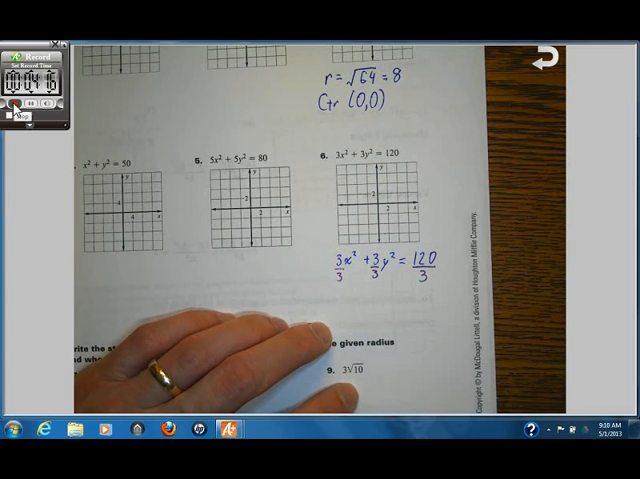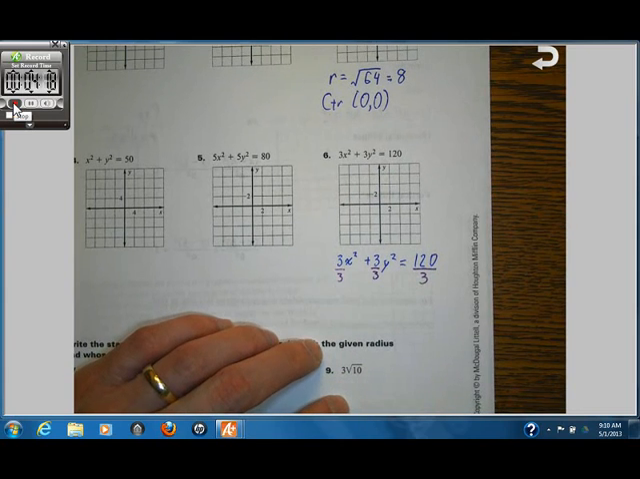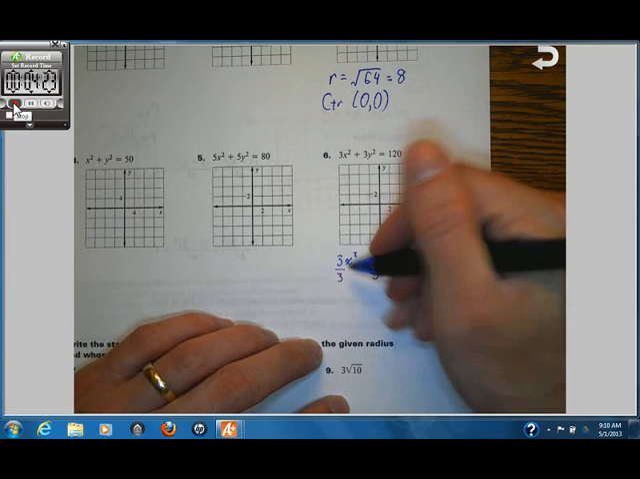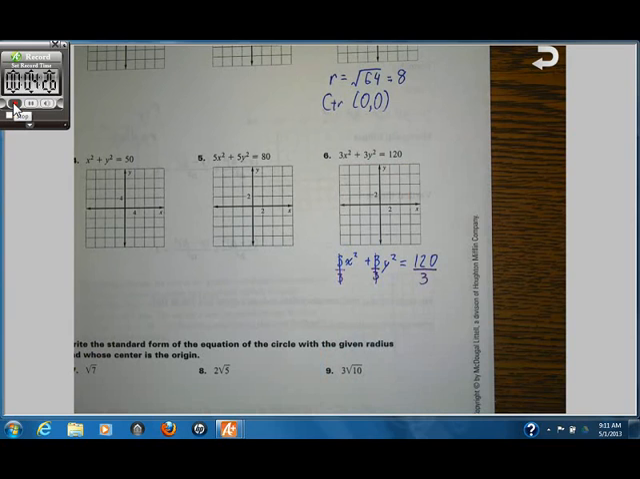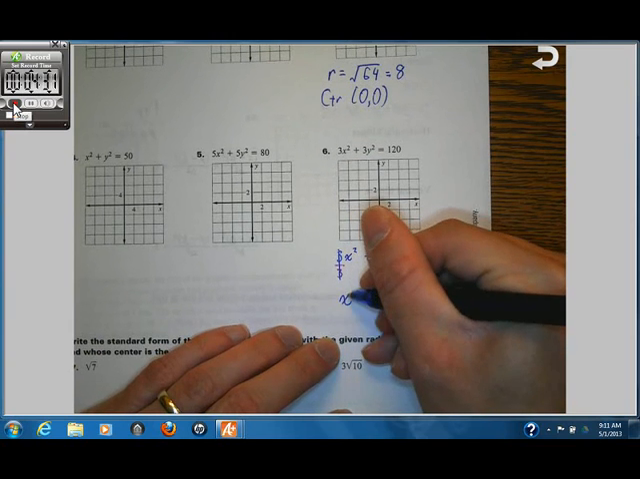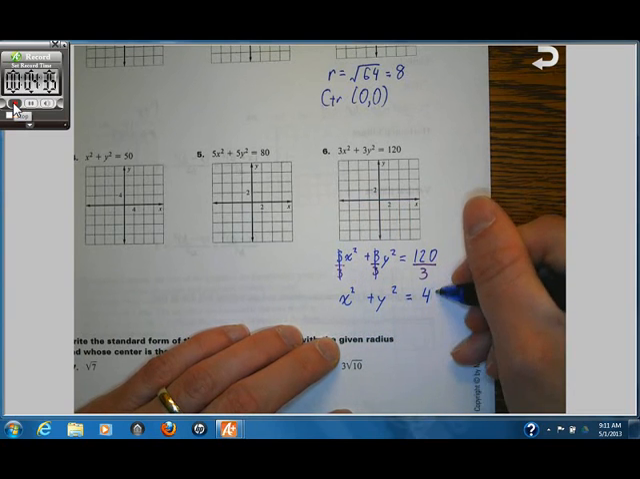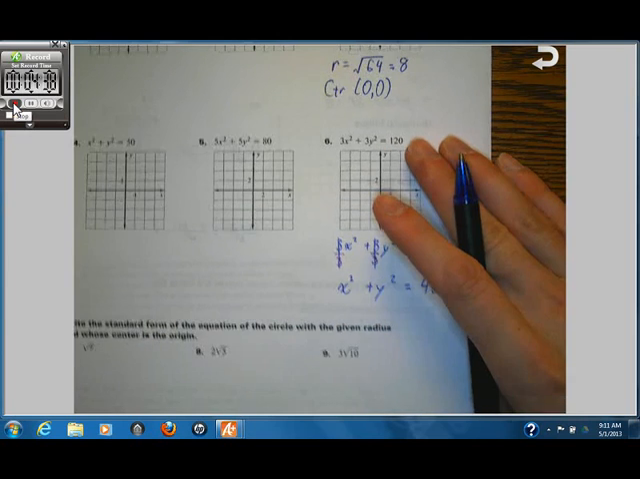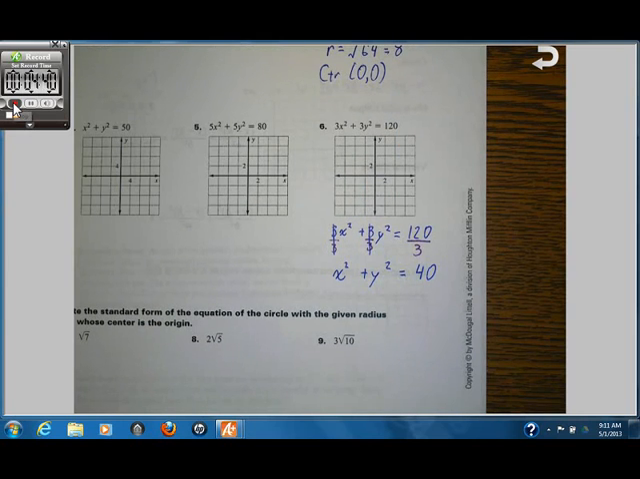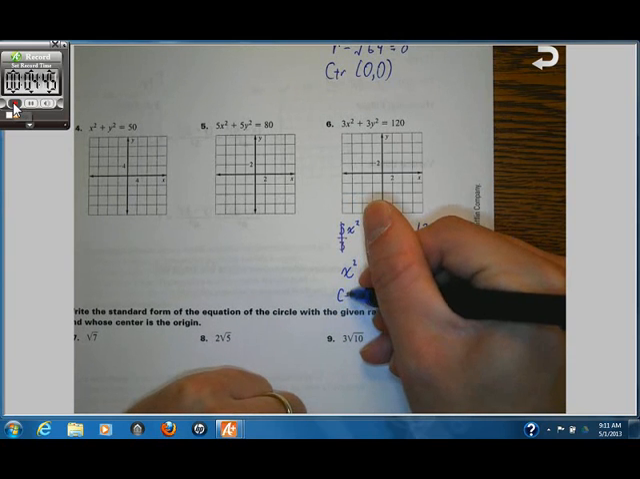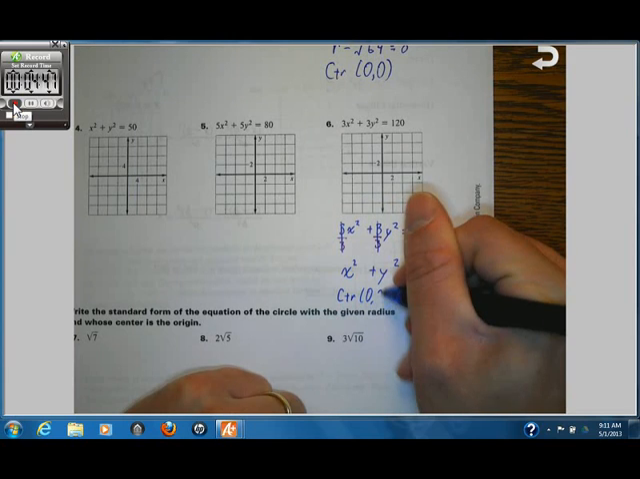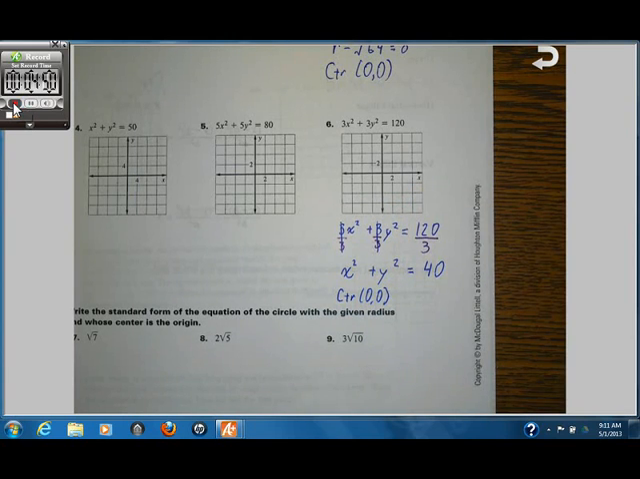Alright. So we cancel the 3 here, we cancel the 3 here, and 120 divided by 3 is what? 40. So we have x squared plus y squared is equal to 40. Now, this is where life gets a little bit trickier. We know that the center is 0, 0, right? We know that. To find the radius, we need to take the square root of what? 40. So we know that the radius is the square root of 40.